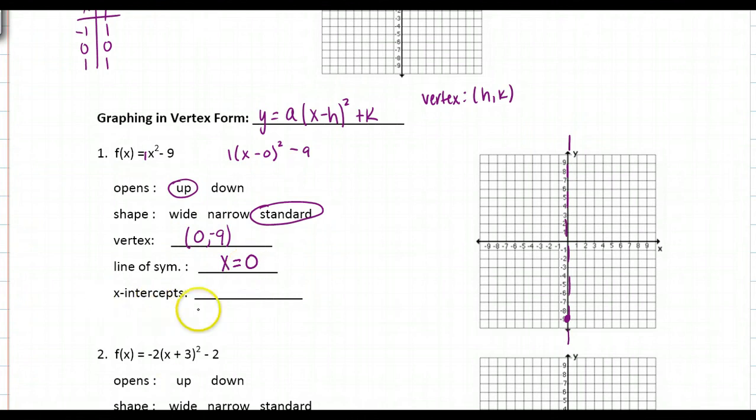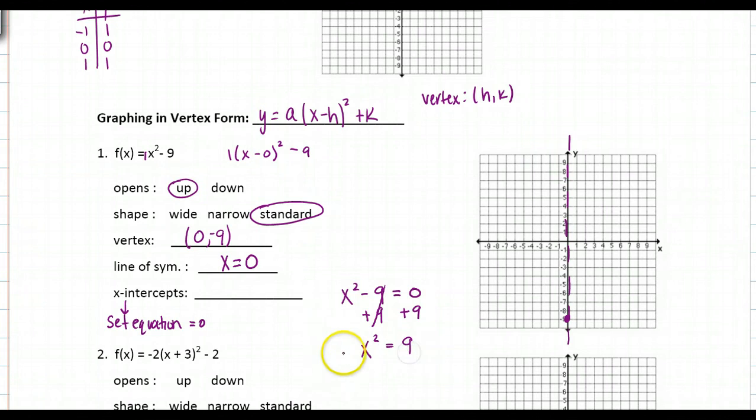So the next step is to find the x-intercepts. Well, there are definitely more than one way to do that, but to find your x-intercepts, you need to set the equation equal to 0, right? We need to figure out what x values we get when our equation is equal to 0. And then we can also solve a couple of different ways. You can factor or you can use square roots. I'm going to add 9 to both sides. So I have x squared equals 9. And then to get rid of that square, I've got x equals plus or minus 3.